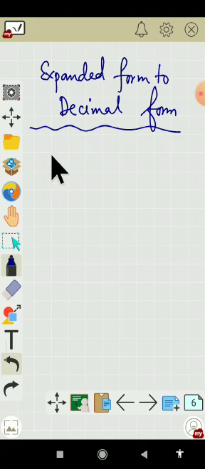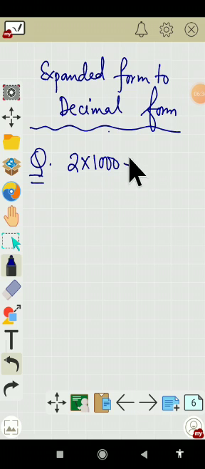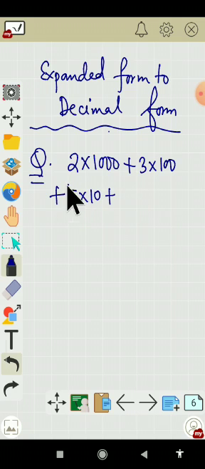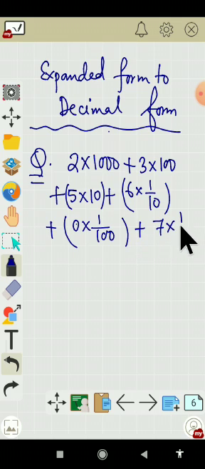And how do you write this one? Suppose the question is given: 2 into 1000 plus 3 into 100 plus 5 into 10 plus 6 into 1 by 10 plus 0 into 1 by 100 plus 7 into 1 by 1000. Suppose this is the question which is written in expanded form.